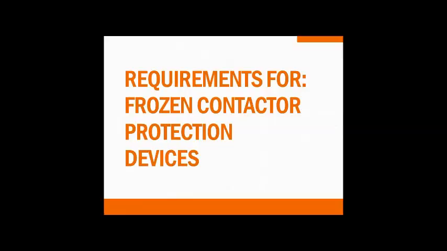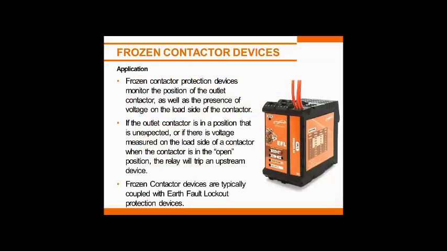Frozen contactor, so that's really our next version. We'll look at that fairly quickly. Same relay, we've talked about it. A frozen contactor basically monitors the position of the contactor and looks for wanted or unwanted voltages on the load side of the contactor. If it finds the contactor is in a position where it's not meant to be, like there's voltage on the line yet it's meant to be open, then it will trip upstream, so that's where the circuit breaker output comes in. And typically it's connected with the earth fault lockout.